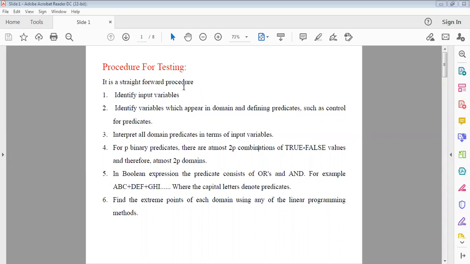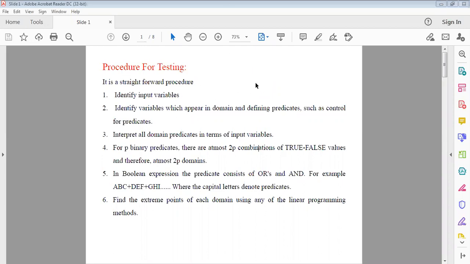First, you have to identify the input variables, on which variables, on which domains your testing is applied. After identifying the input variables, you have to decide which predicates are applied to which variables. Predicates are nothing but conditions, the range. So which conditions have to be applied to which input variables. That is the second point. The first point is identify input variables.